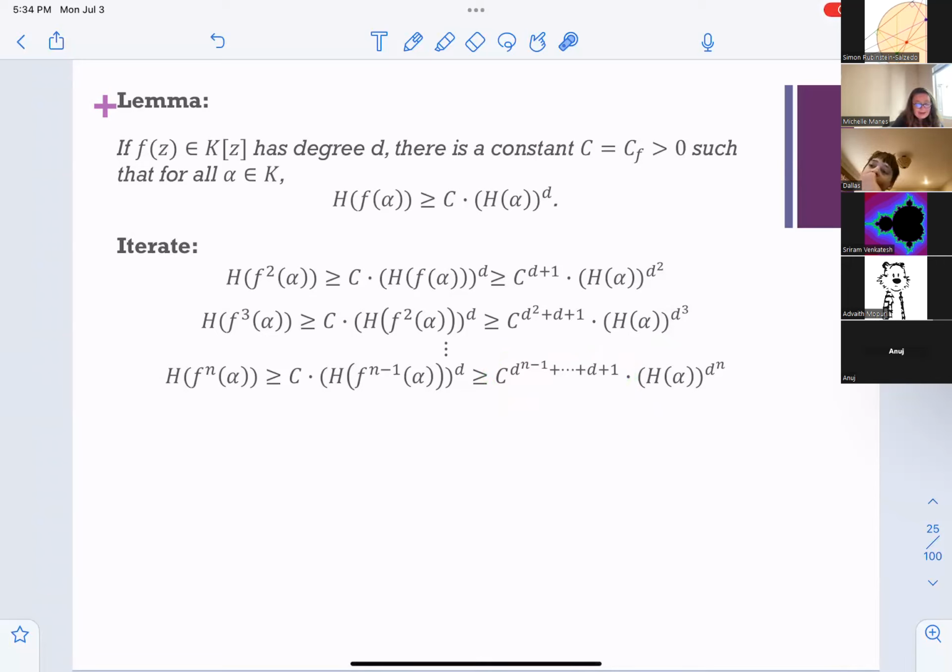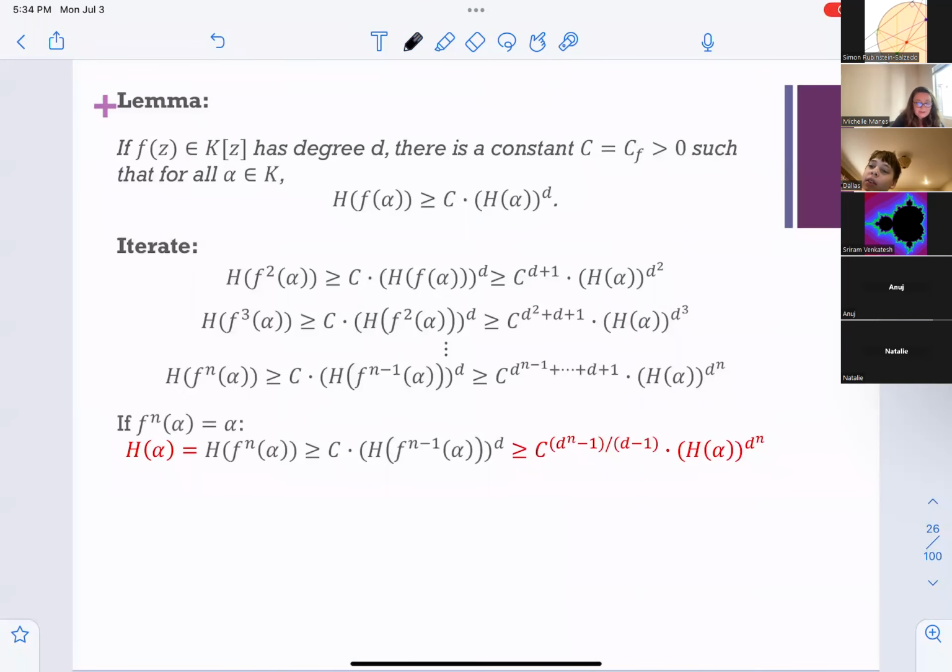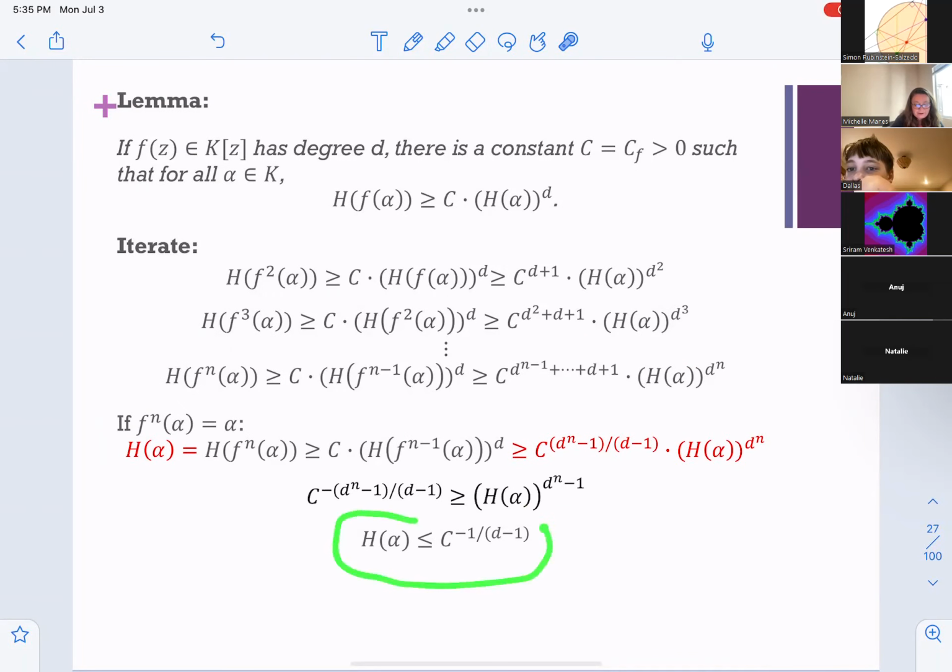Now, what's the key thing? Suppose alpha is a periodic point, right? Then f to the n of alpha is really just alpha if alpha is a periodic point, right? So those are the same, height of alpha on this side and height of alpha on this side. And I just do a little bit of algebra and I can see that the height of alpha is less than some constant.